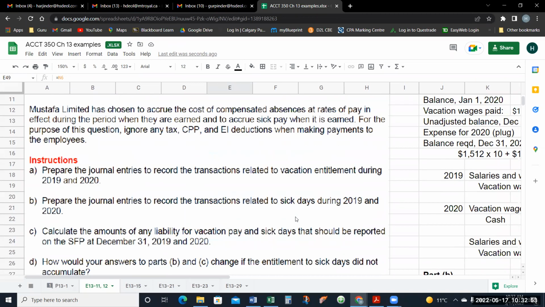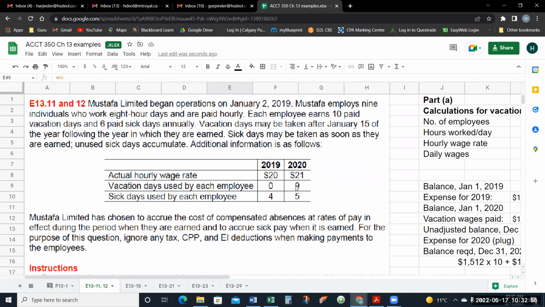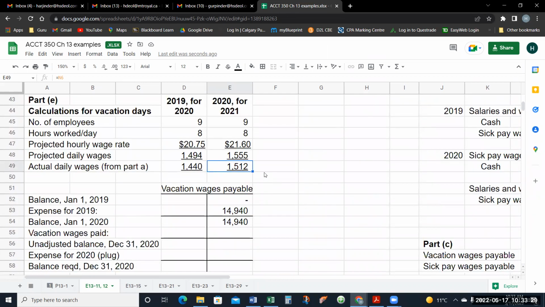So in 2020, each employee took 9 vacation days. Again, this is something that sometimes can be a bit confusing to people, so try and understand it. When the employees are taking days off, they don't have to come to work, but they are getting paid. Now they will be paid at their wage rate in effect at the time that they took the time off. And that's $21.